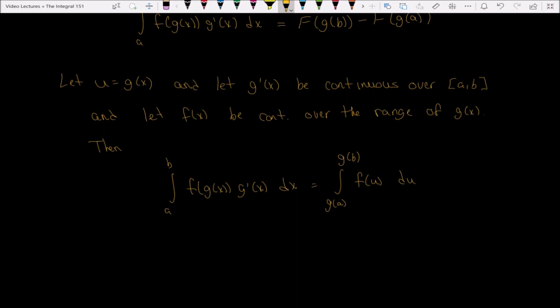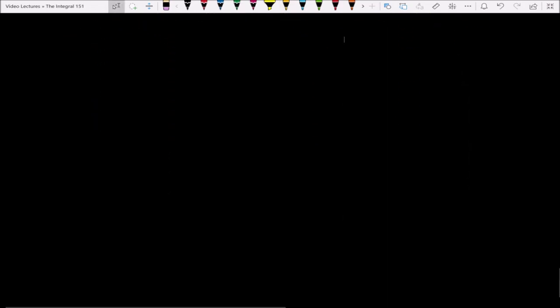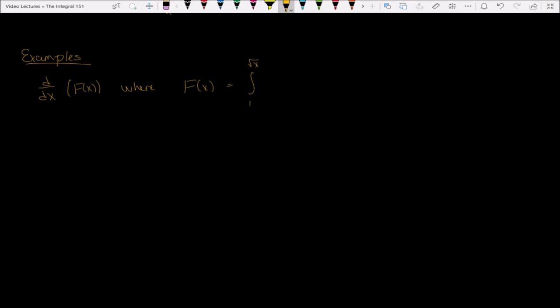This is applying change of variables to definite integrals. We now look at several examples. What we're going to do is first find d dx of f of x, where f of x is equal to the integral from 1 to root x sine of t dt. This is obviously an application of part 1.